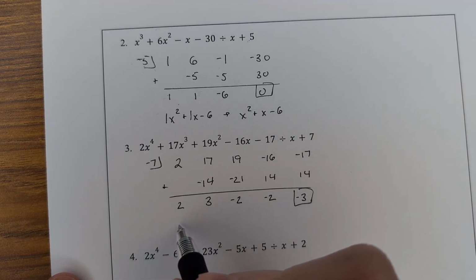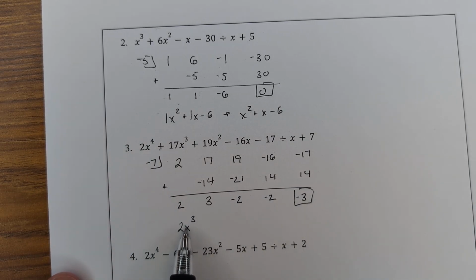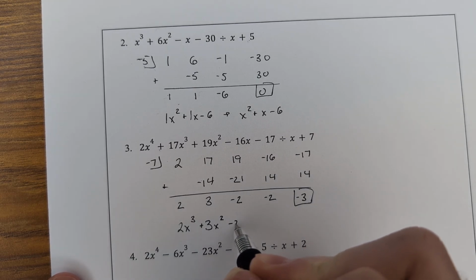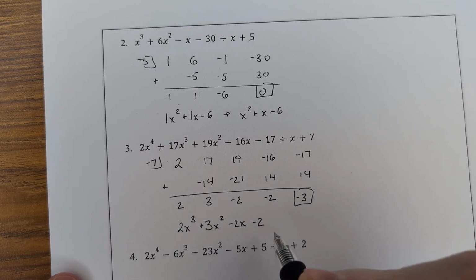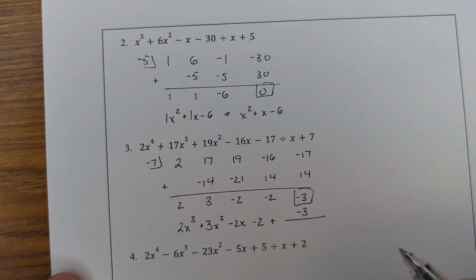So when I write my answer, it's going to be 2x cubed. So I start with x to the fourth. My answer is always 1 power less. Plus 3x squared minus 2x minus 2. And then to do my remainder, I add one more term. The remainder goes on top of the fraction, and the thing I'm dividing by, the divisor, goes on the bottom.